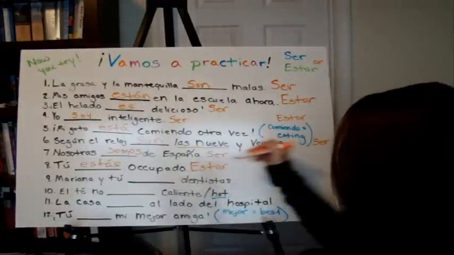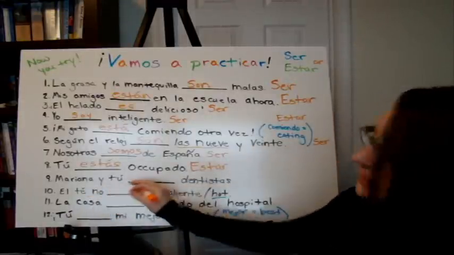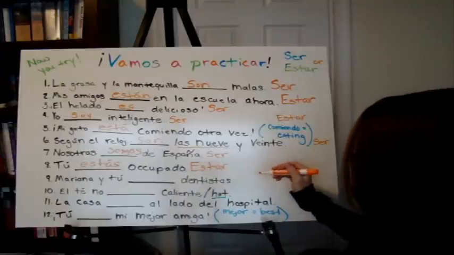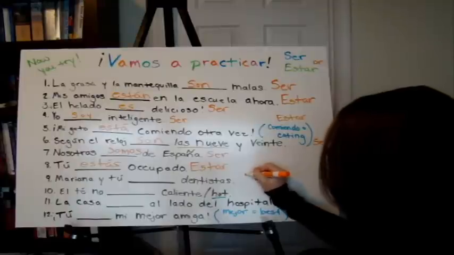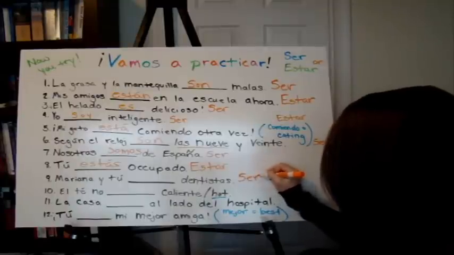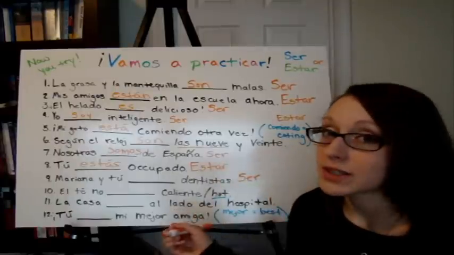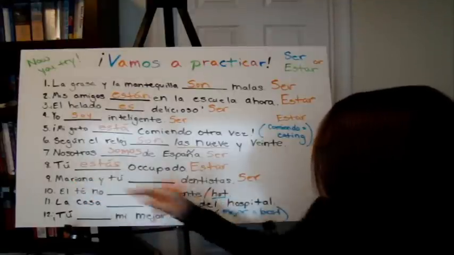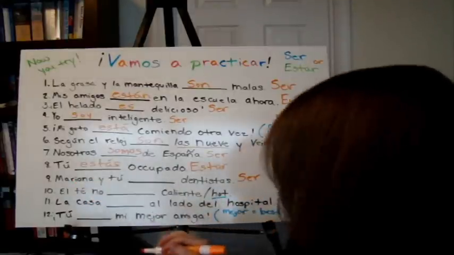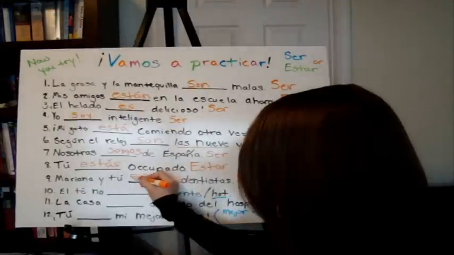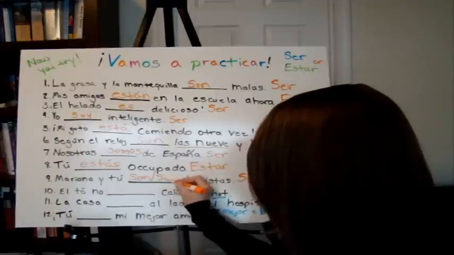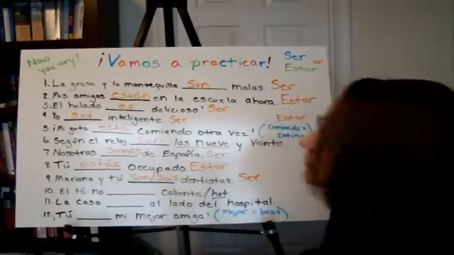Mariana y tú, dentistas. Well, Mariana y tú are saying that they are dentists. So this is an occupation which is not easy to be changed. It takes time to decide not to be a dentist because they have to study for a long time to do that career. And this is going to have two possible answers. We can either say son, or in Spain, we can say sois.